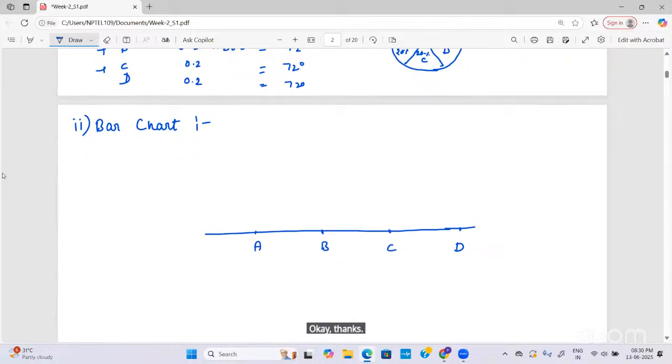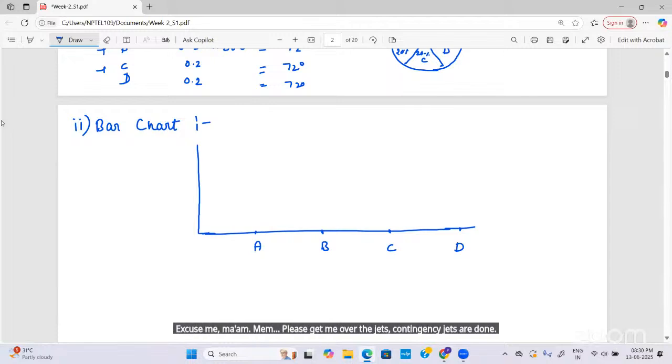Excuse me, ma'am. Please can you turn off the chats? Continuous chats are being done. Sorry, what? It's disturbing. Please turn off the chats, everyone is chatting and notifications keep coming in between. You can turn off the notifications yourself.